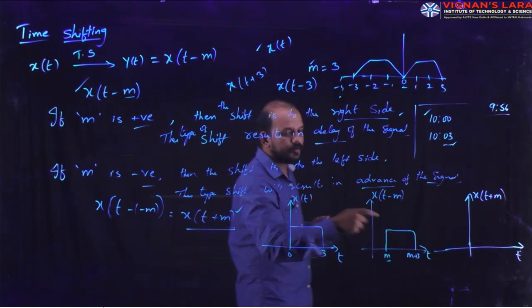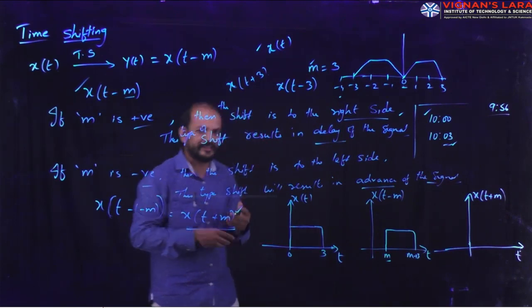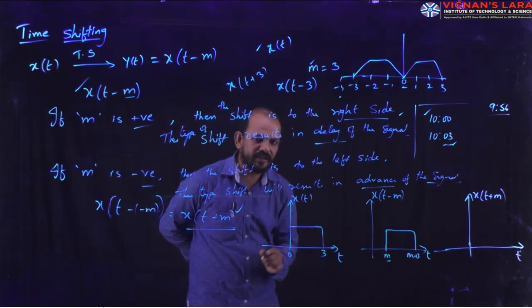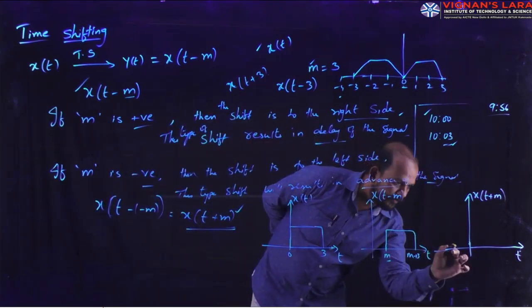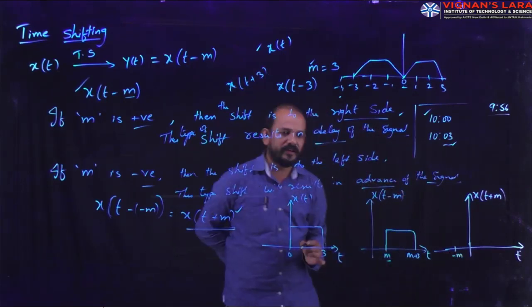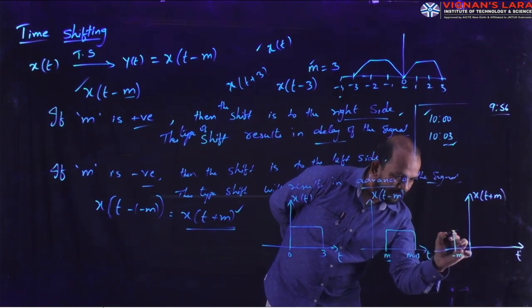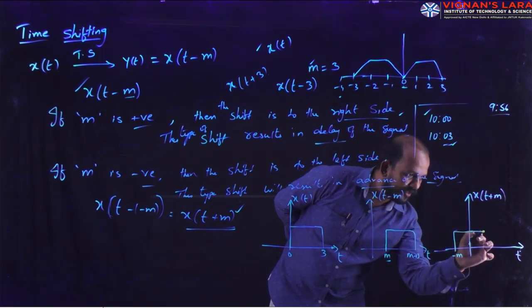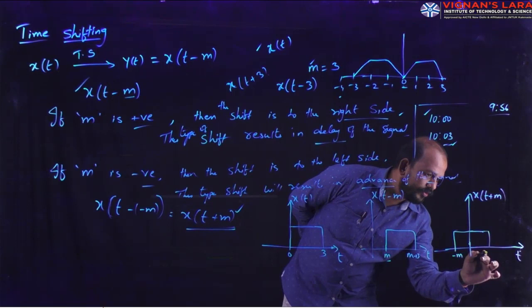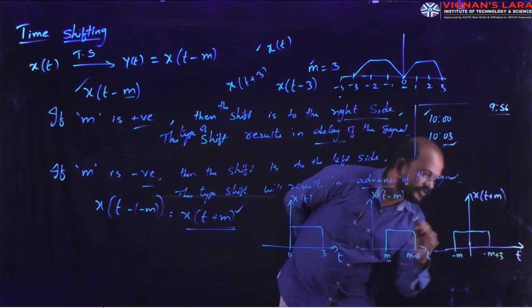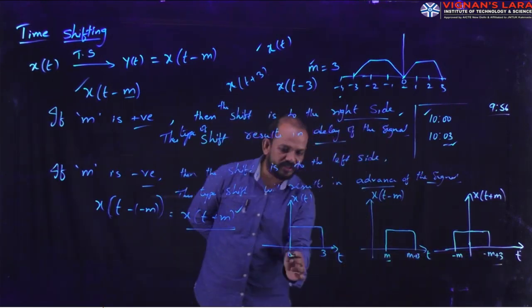Now the signal has to be advanced by m seconds. That means it has to start early. Actually it has started here, but now it has to start early by m seconds. So I consider this as m, and somewhere like this minus m, and it has to start at this point, and the amplitude will be the same. And where does it end? It has to end at minus m plus 3, because the signal is from 0 to 3.